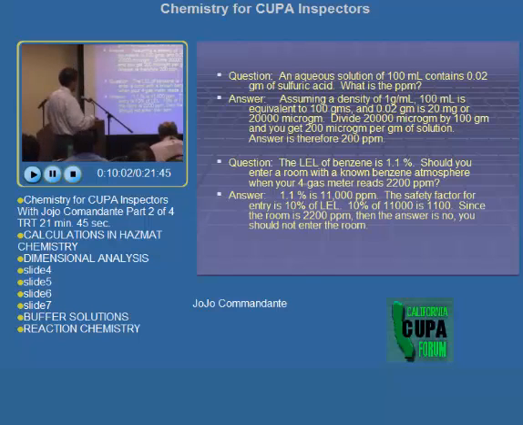1.1% is 11,000 ppm, right? Again, 1.1% is 11,000 ppm. That means the LEL of benzene is 11,000 ppm. Follow me so far? Yes. Thank you. The safety factor for entry, correct me if I'm wrong, I think it's 10% of LEL, right? 10% of LEL. So you need to get 10% of 11,000, which is 1,100.